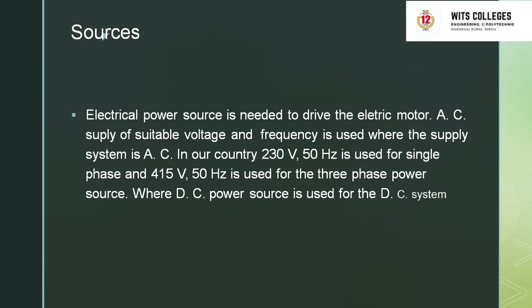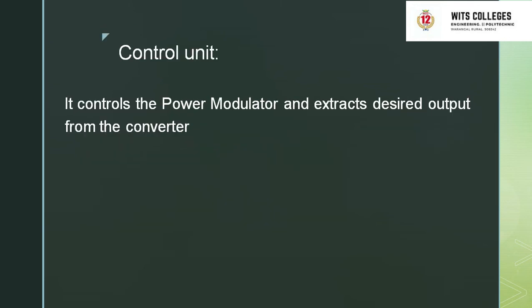Sources. The source may be of DC system or AC system. If it is a DC source, it is used for the DC system. If it is AC, it is used for the AC system. In our country, we have 230 volts 50 hertz single phase and 415 volts 50 hertz three phase power.